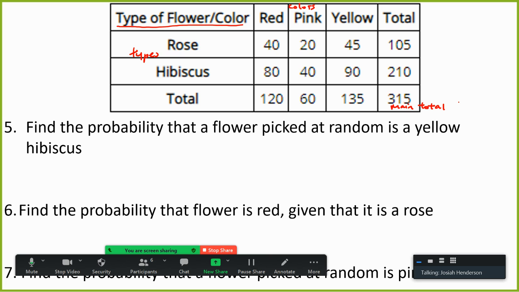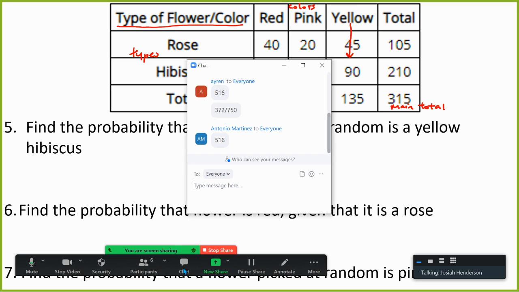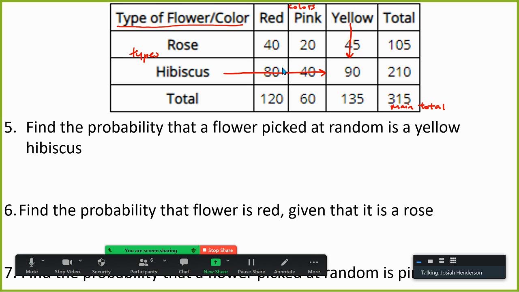And it's specific. It's not saying just a hibiscus, and it's not saying just yellow. It's saying specifically a yellow hibiscus. So, how many yellow hibiscus are there? Can you see that in the table? Yellow, go down. Hibiscus, move to the right. 90. Let me see that, chat. Aaron, very good. 90. And you even said the whole thing, 90 out of 315.